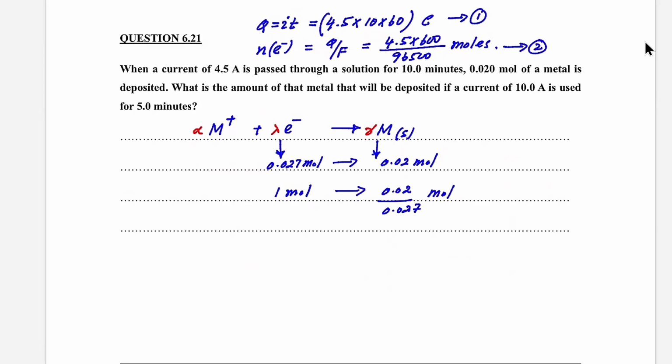It's an equation, right? Now the question says 10 amperes, 5 minutes. So 10 amperes for 5 minutes means we pass 0.031 moles of electrons. For that much of electrons, how much metal we produce is the question. So 0.02 divided by 0.027, multiplied with 0.031. I don't know what this number is, but that's the answer.